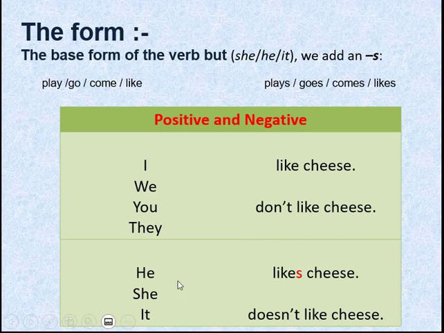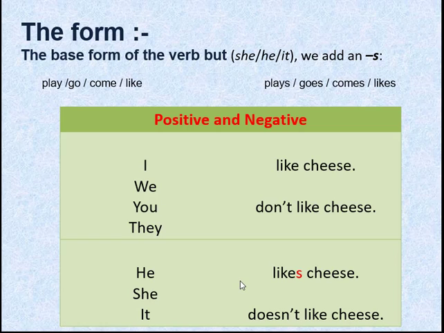As we said, with he, she, and it, we add s to the verb. He likes. She likes. It likes. And to change into negative, we use doesn't.